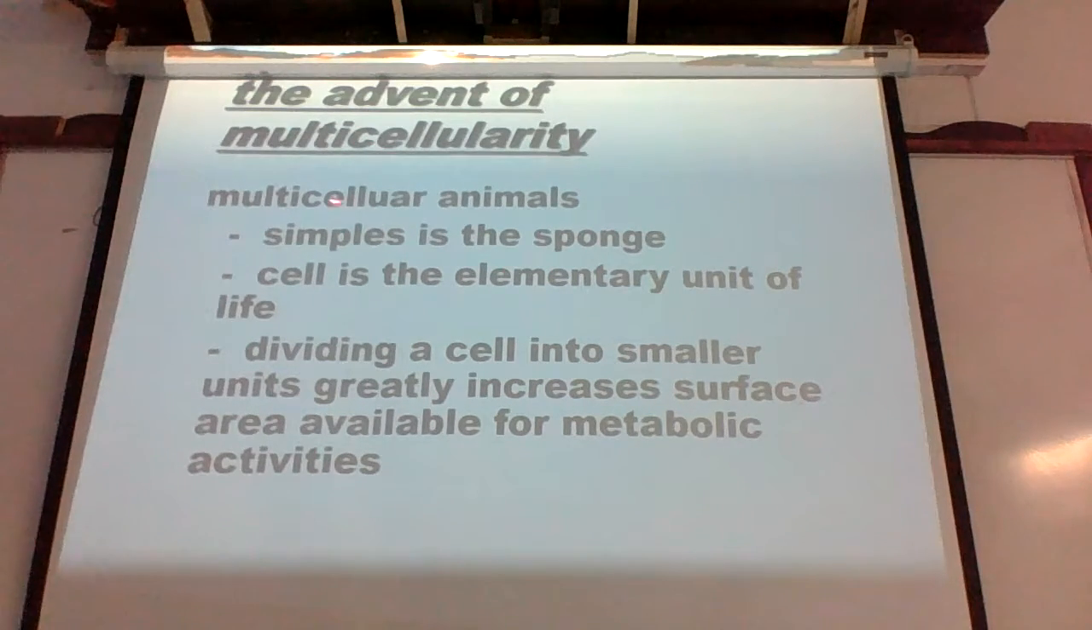So when we look at this multicellular organism as opposed to a single cell, okay, we look at this here, smaller units, okay. So it's kind of like what I like to refer to as a division of labor.